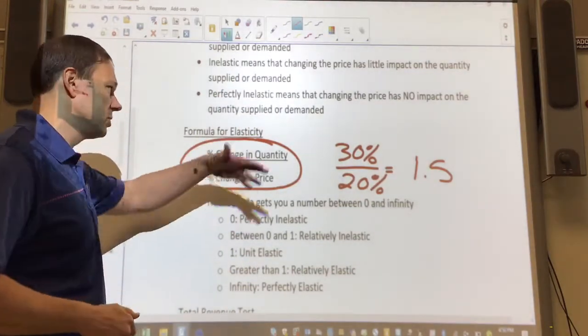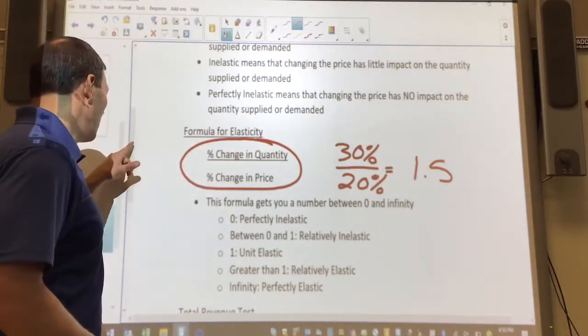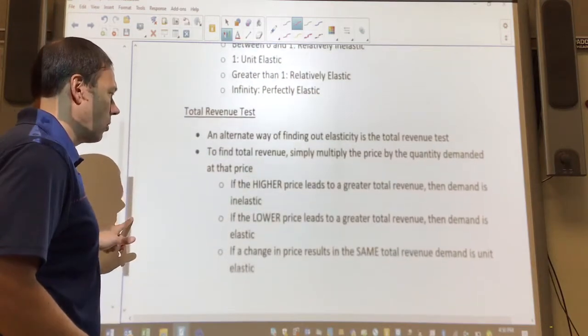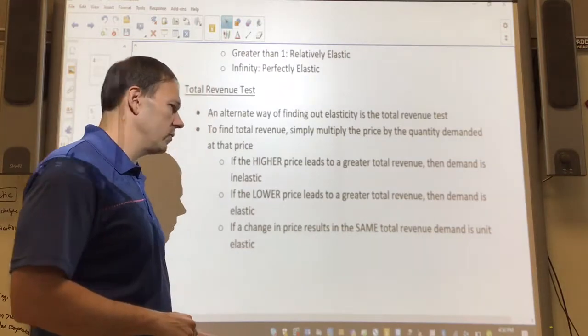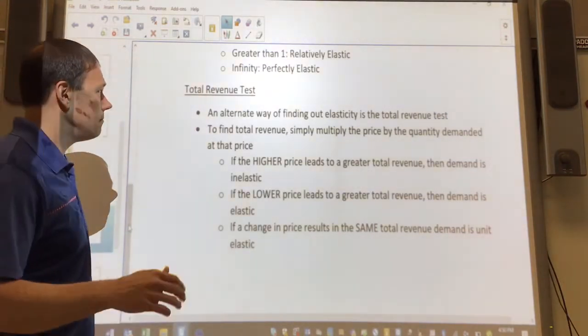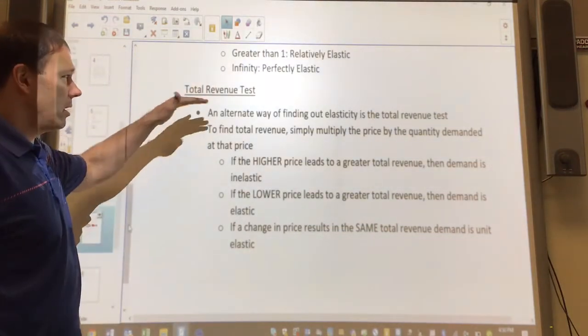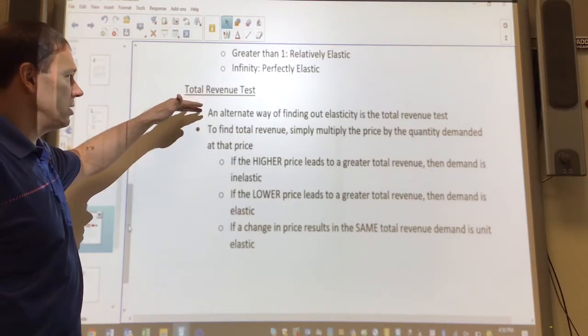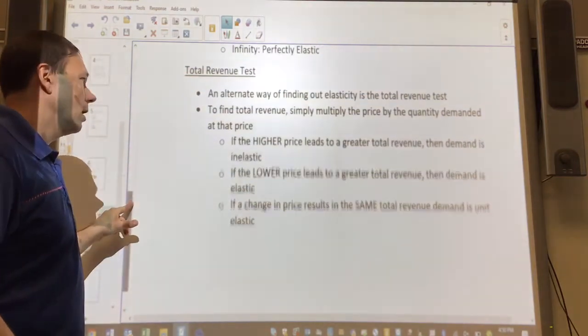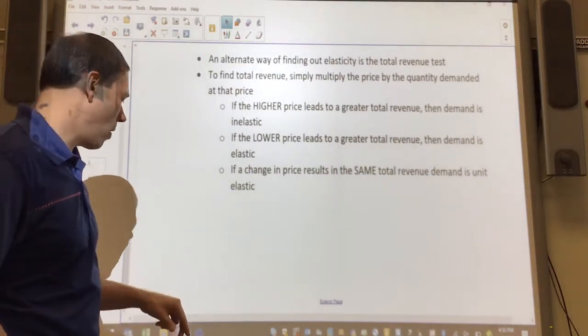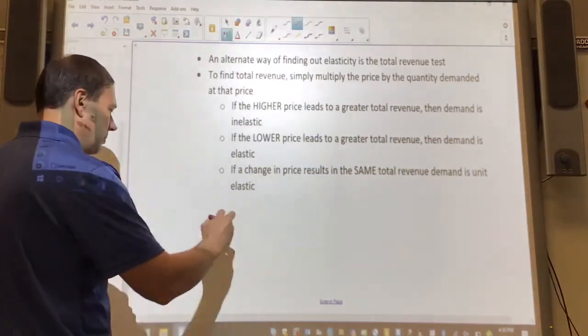Now, if they give you the numbers, the percents, that's nice and neat. Sometimes, though, you're going to find that your total revenue test is a simpler way of doing it, or even a shortcut. So this is another way of finding out elasticities using the total revenue test. Pretty simple. You take the price and multiply it by the quantity demanded. So I'm going to give you a simple example here.